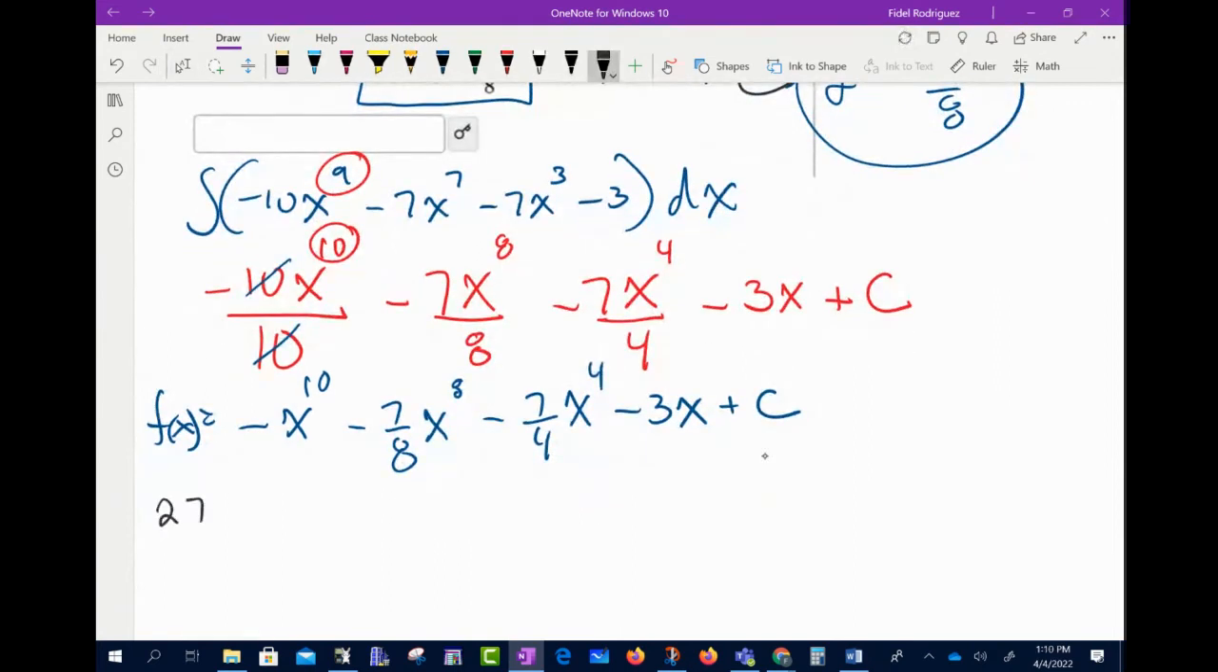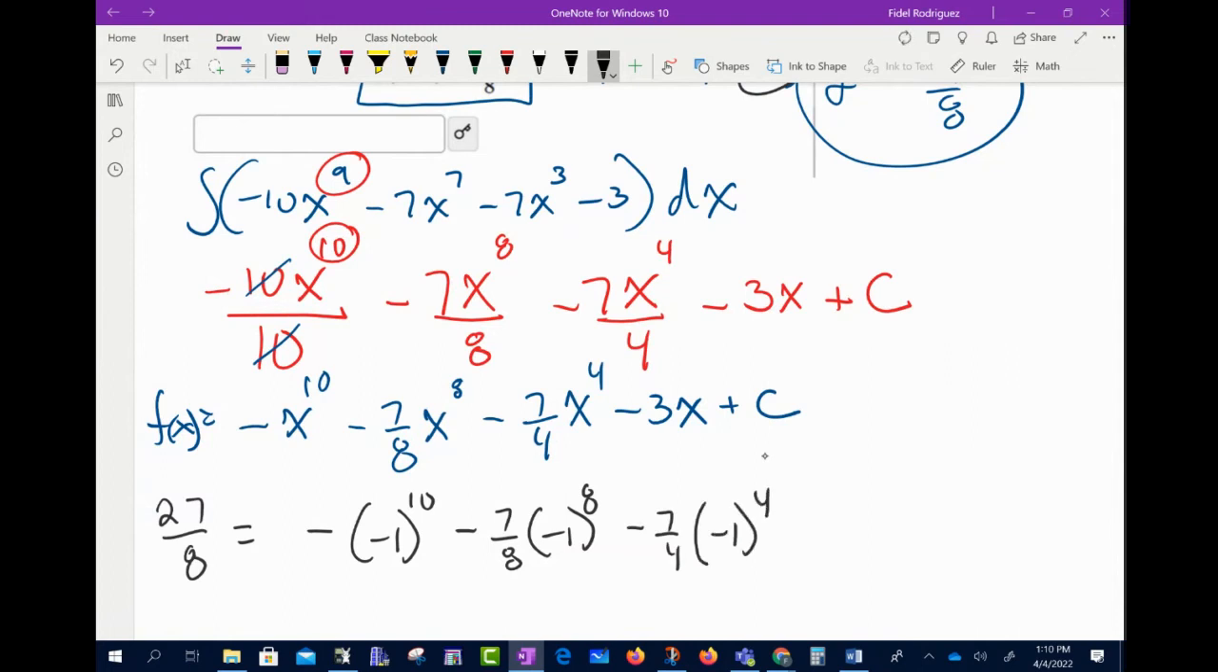So look, right here, y'all, I'm going to put 27 over 8 equals negative 1 to the 10th minus 7 over 8, negative 1 to the 8th minus 7 over 4, negative 1 to the 4th, minus 3 times negative 1 plus c.